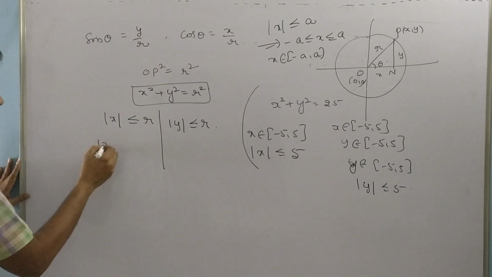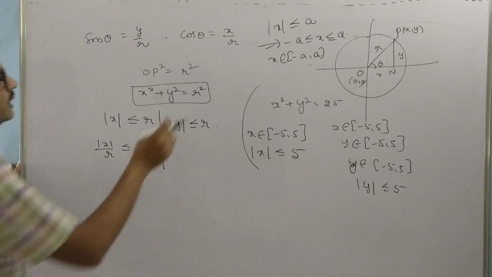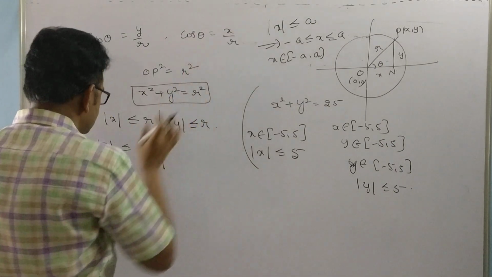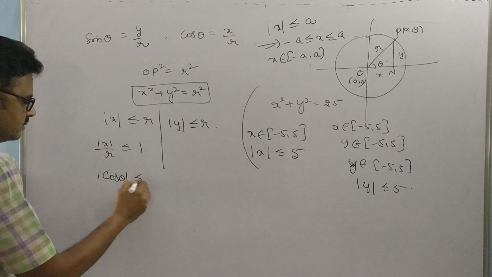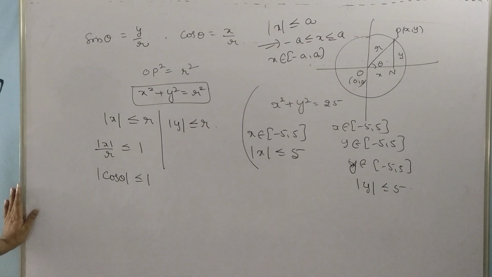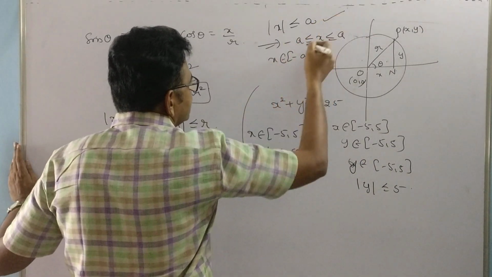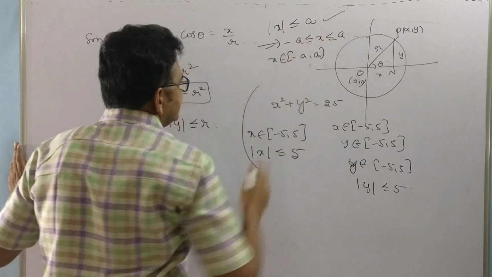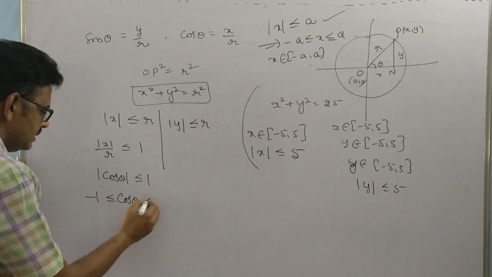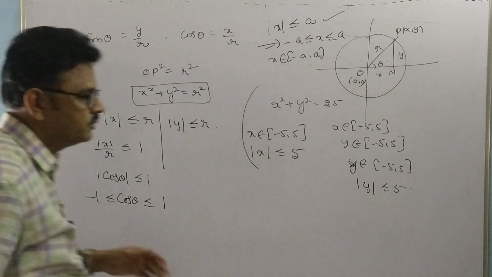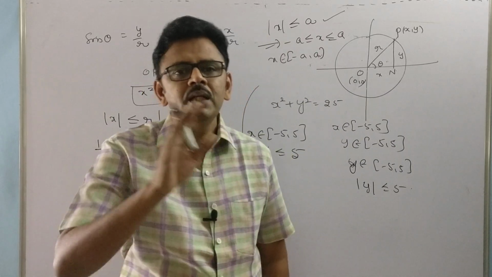So that is mod x by r less than or equal to 1. What about mod x by r? Mod r is always positive. So mod cos theta less than or equal to 1 implies mod x less than or equal to a. What is the meaning? X values lie between minus a and a. That is minus 1 less than or equal to cos theta less than or equal to 1. Therefore, the range of cos theta always lies between minus 1 and 1.